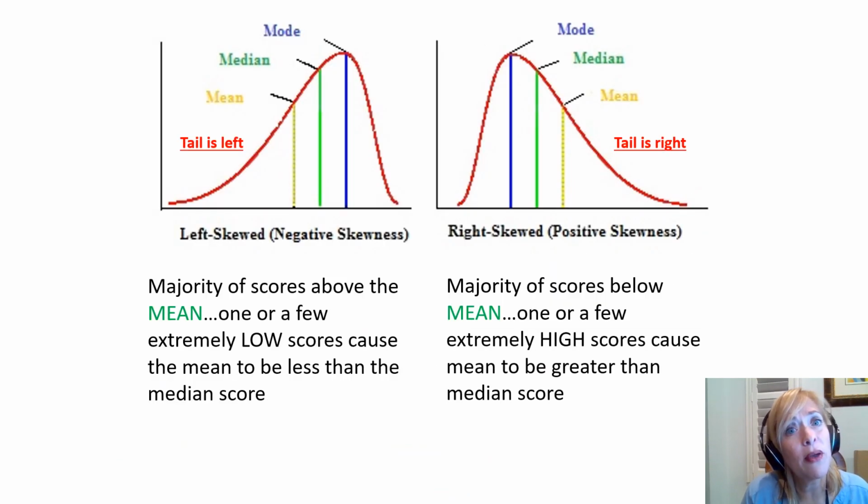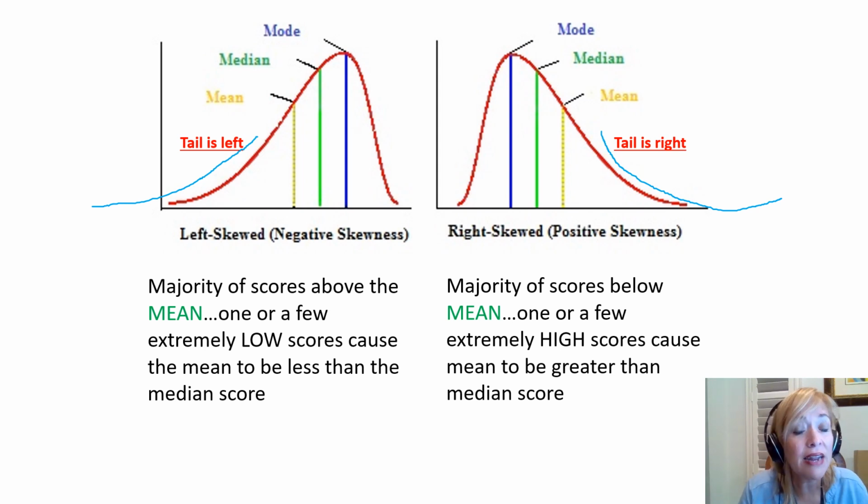Now, here's something that really confuses kids. In this case, when we're looking at these charts, I want you to pay attention to the tail. When I say tail, I mean this right here. I'm going to highlight it in blue. This is the tail. When the tail is right, this is considered a right skewed or positively skewed distribution. When the tail is left, it's a negatively skewed distribution.